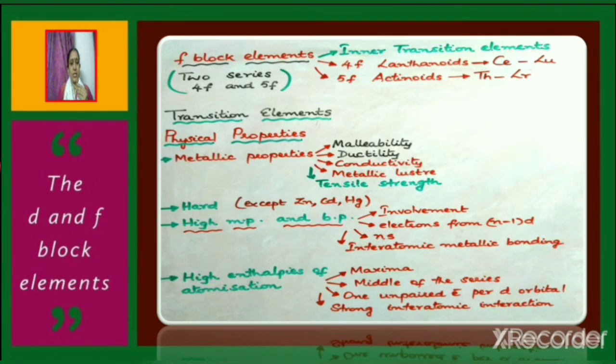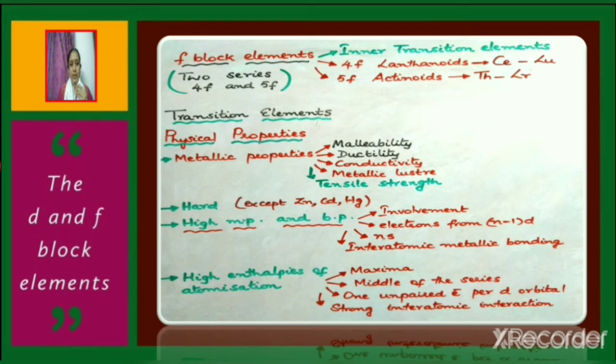Next we shall discuss about f block elements. f block elements are also known as inner transition elements. We know that d block elements are known as transition elements. f block elements are known as inner transition elements. There are 2 series of f block elements known as the 4f series and the 5f series. 4f series because filling of the 4f orbitals takes place, and 5f because filling of the 5f orbitals will be taking place. 4f series are known as the lanthanoids and 5f series are known as actinoids.